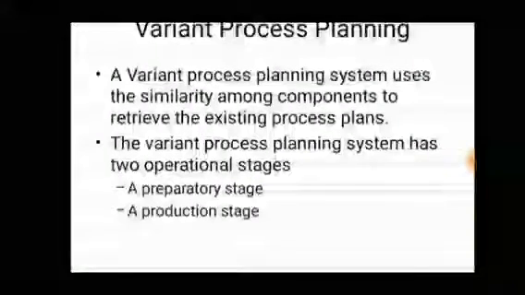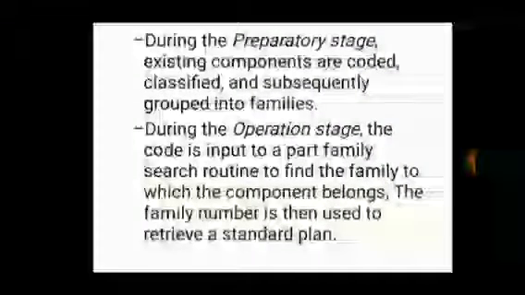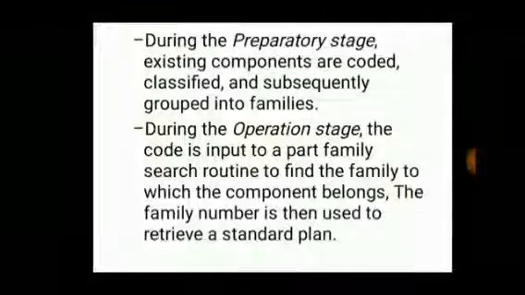Variant process planning is a system that uses the similarity among components to retrieve existing process plans. It includes two stages: a preparatory stage and a production stage. During the preparatory stage, existing components are coded, classified, and subsequently grouped into families. While in the operation stage, the code is input to a part family search routine to find the family to which the component belongs. The family number is then used to retrieve a standard plan.